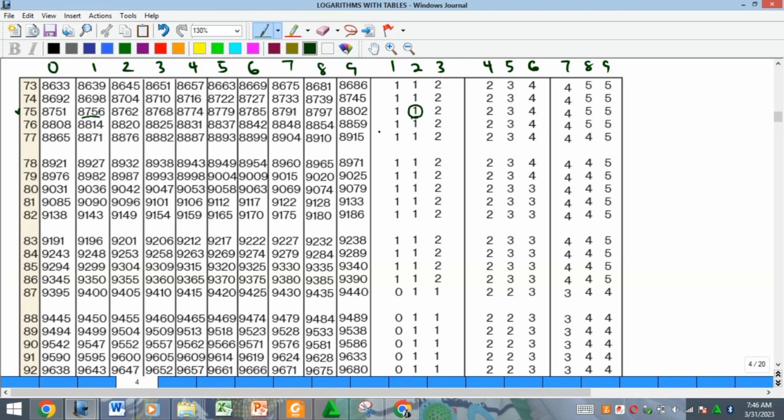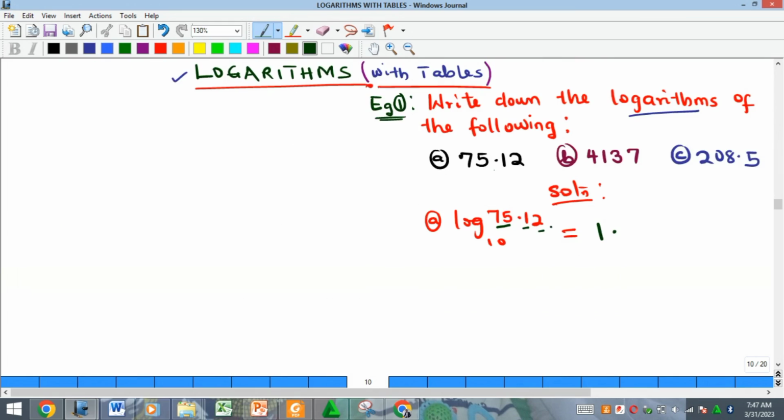Okay, so I will now add this 1 to this, and if I do, I will now have 8757. If you add 1 to 6, you will get 7. And then that is going to be my mantissa. So I will just come here and write 8757, and this is my logarithm. That's the logarithm of this 75.12.